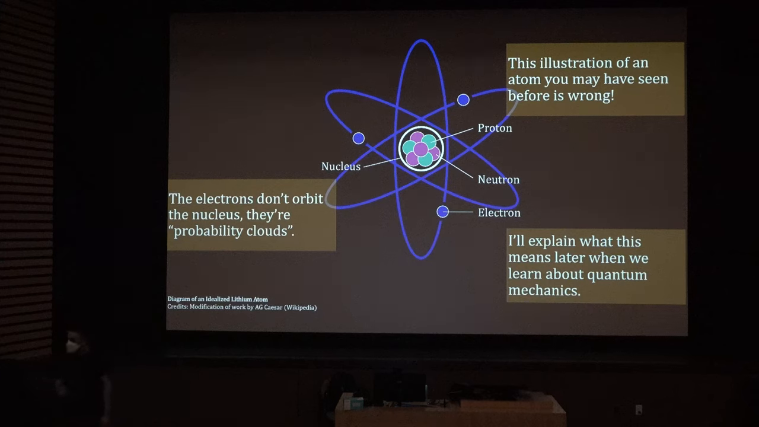Another question here. How recently did we learn that this was not the case? Like how recently did we say, okay, it's not orbits, it's a probability cloud? So quantum mechanics was developed in the 1920s, and in the 1920s and 30s, that's when we started realizing this picture of the atom that we had before was not correct.